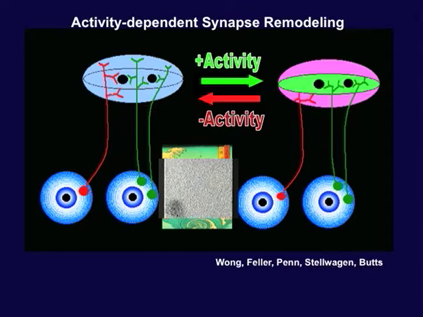So let me just summarize what I've said so far. The adult pattern of connectivity is not present initially. It has to emerge through a process of synapse remodeling that involves both strengthening and weakening, remember that, and this process requires neural activity, in this case in the form of spontaneous activity that's highly correlated.